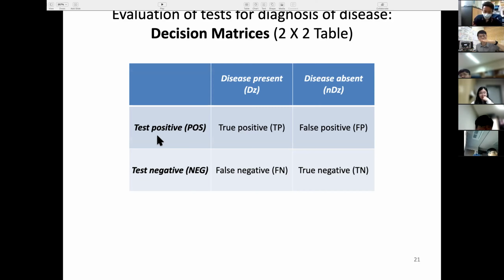So somehow, as an engineer, you have to define the threshold, and you have to tell the patient, hey, you've got positive or you've got negative. So if you have the disease and test positive, that's a true positive. If you don't have the disease and you have a negative result, that's a true negative.